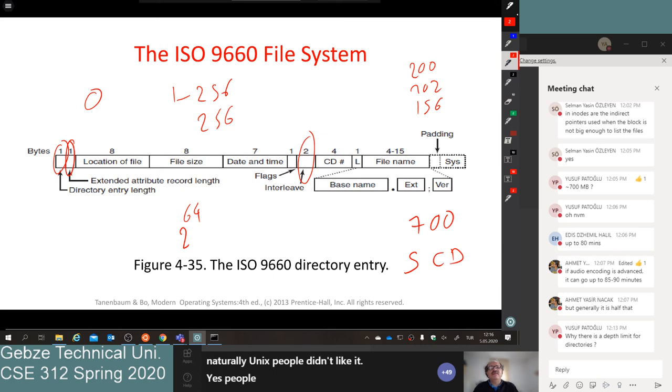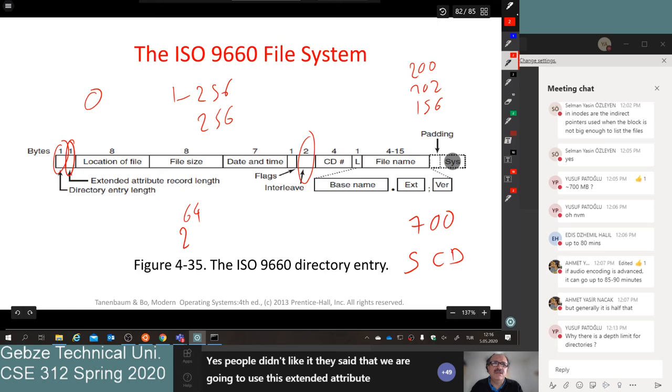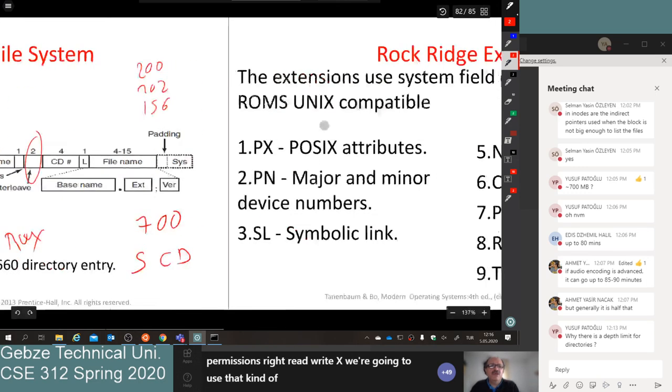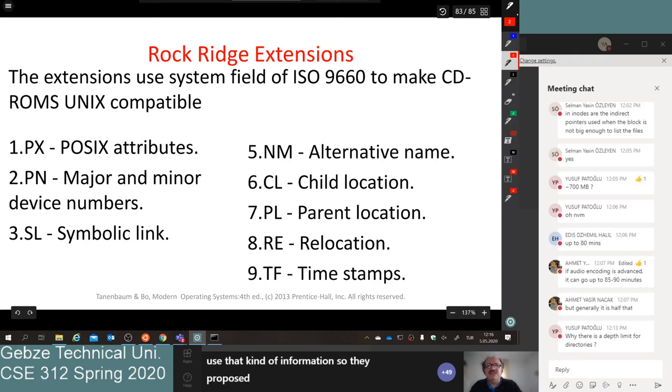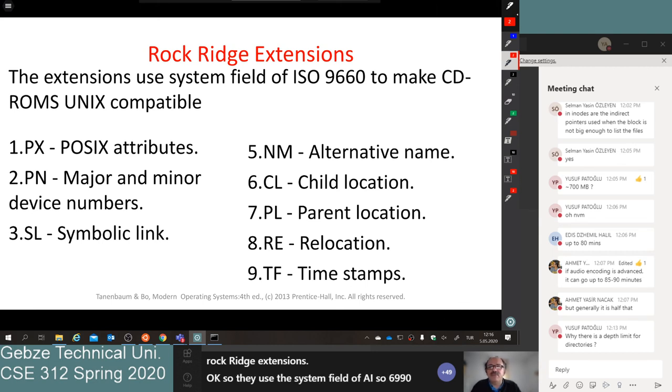They said that we are going to use this extended attribute position to keep Unix-like attributes. Like in Unix, what do we have? We have the read-write permissions, right? Read, write, execute. We are going to use that kind of information. So they proposed their extensions. It's called the Rock Ridge extensions. They use the system use field of ISO 9660 to make the CD-ROMs Unix compatible.